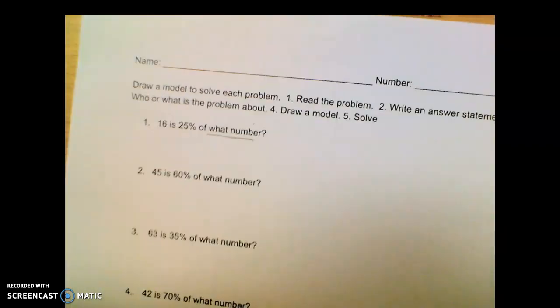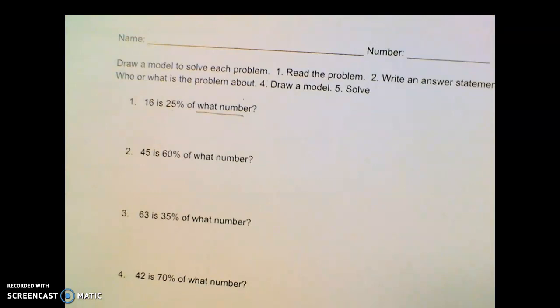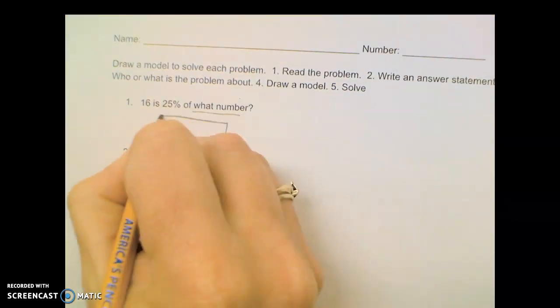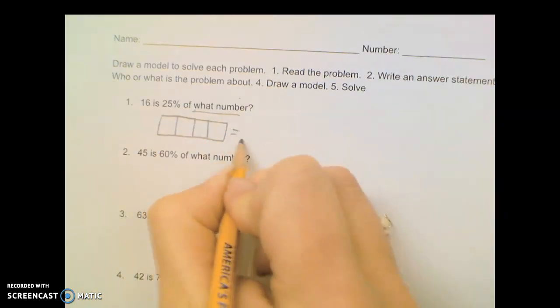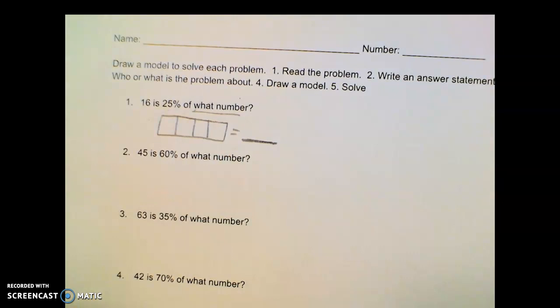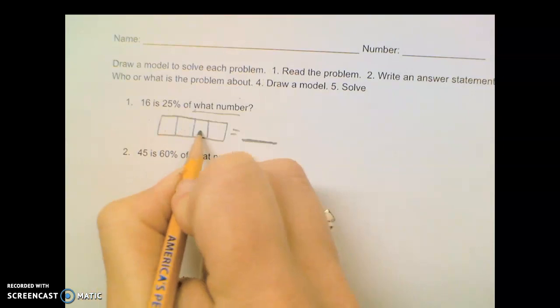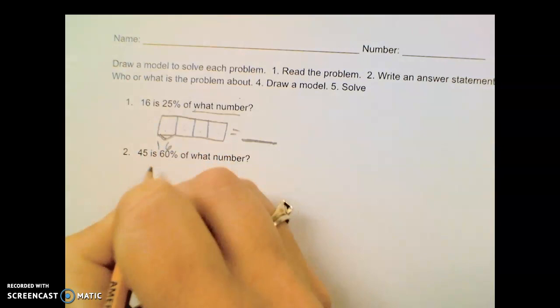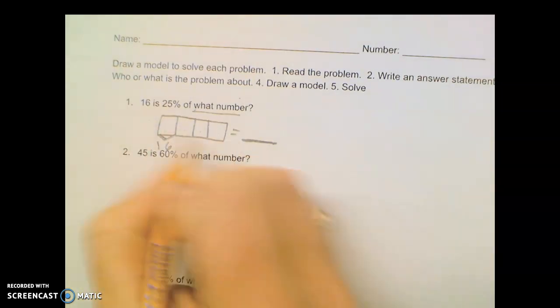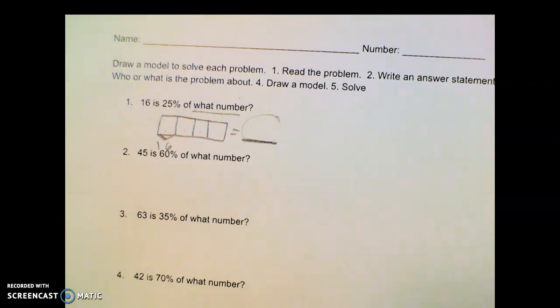So when we look at 25%, 25% is 1/4, so it makes sense that we would use the quarter model of 4 boxes. So we're looking for the total, what number, so we're looking for this out here. 16 is 25% of it, so it's part of it. 25, 50, 75, 100. So this is 25%, which is also our 16. So then hopefully you would be able to solve from there to be able to get to that end there. So if you have time when we're finished, go ahead and solve those.